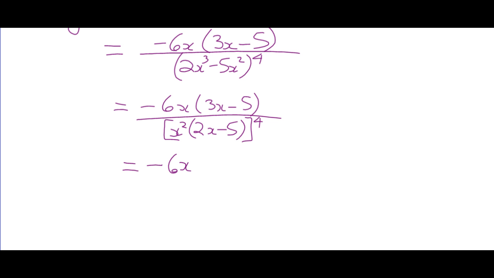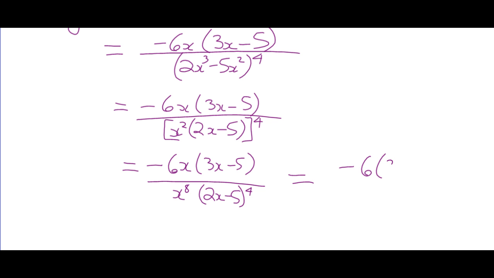So we have negative 6x. We got a 3x minus 5. We have an x to the 8th, and we've got a 2x minus 5 to the power of 4. And what's the last thing that we can do? Cancel an x. Cancel an x, right? So our final simplified form is negative 6, 3x minus 5 over x to the 7th, 2x minus 5 to the 4th.